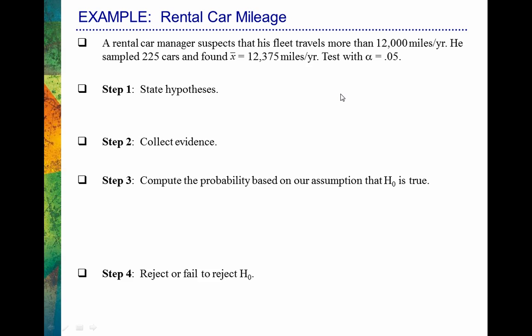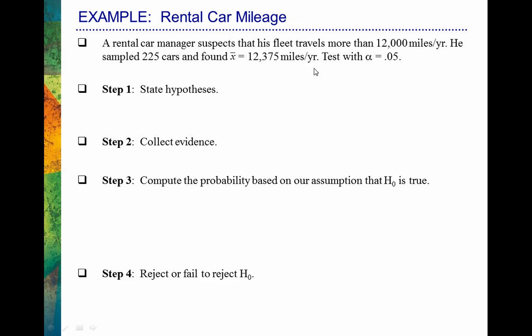A rental car manager suspects that his fleet travels more than 12,000 miles a year. He sampled 225 cars from his fleet and found that the sample mean was equal to 12,375 miles driven per year. So that's higher than 12,000. Is this the type of difference we would expect just by chance? Or is it very unlikely that we would find a difference between those numbers just by chance? Well, we're going to test that with an alpha of 0.05.